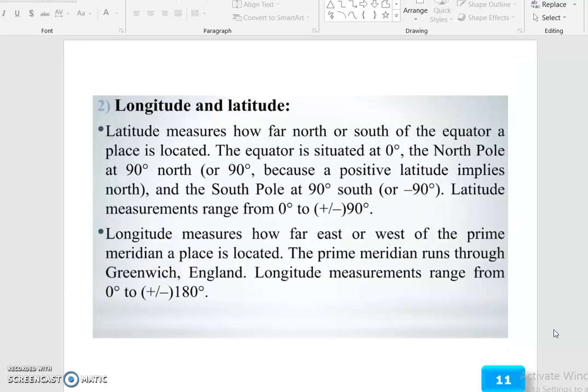Longitude and latitude. So latitude measures how far north or south of the equator a place is located. The equator is situated at 0 degrees, the north pole at 90 degrees north, because a positive latitude implies north, and the south pole at 90 degrees south. So latitude measurements range from 0 to 90 degrees. Longitude measures how far east or west of the prime meridian a place is located. The prime meridian runs through Greenwich, England. Longitude measures range from 0 to 180 degrees.